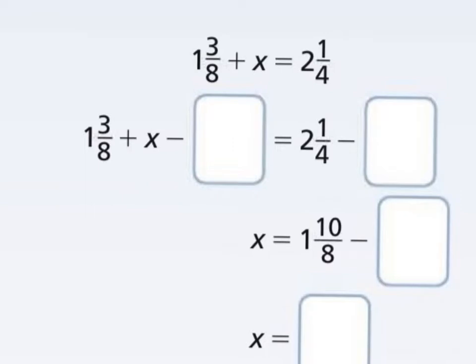Just like we did earlier in the chapter, we're going to do the opposite operation. So on this one, over with the variable, what are they doing? Adding, so we would need to subtract. Good. They're adding 1 3/8, so we'll subtract 1 3/8. If we subtract 1 3/8 on the left side to keep our equation balanced, we also need to subtract 1 3/8 from the right side.